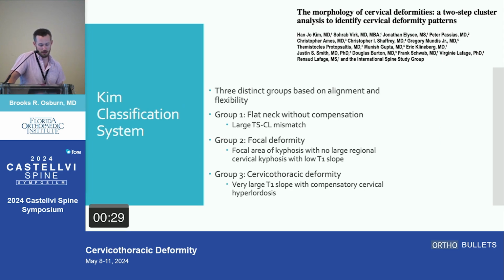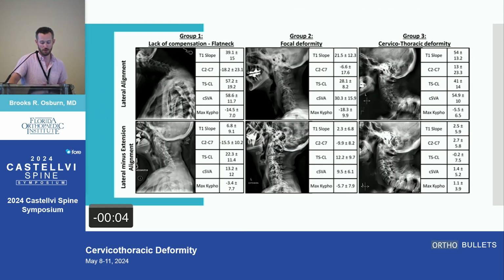Hanjo Kim then came in with a classification system that not only defined these deformities into 3 groups, but also gave us an idea of how to treat it. Group 1 is a flattened neck without compensation. So this is people with a low T1 slope, but with a high cervical kyphosis. Group 2 is a focal deformity, so very focal kyphosis, usually at 2 levels with a low T1 slope. And then group 3, you have a very large T1 slope with a compensatory cervical hyperlordosis, and this tells you that it's a cervicothoracic deformity.